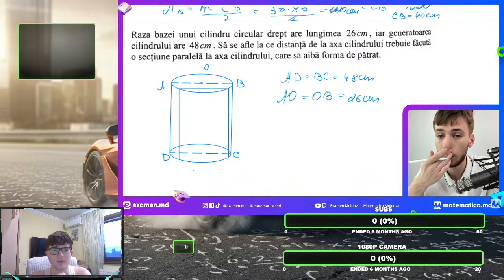So basically we have a shape, a cylinder, and the length from O till B is 26, and that's the same below it. If you place an O between D and C, we get the same length, and BC is equal to AD and it's 48.